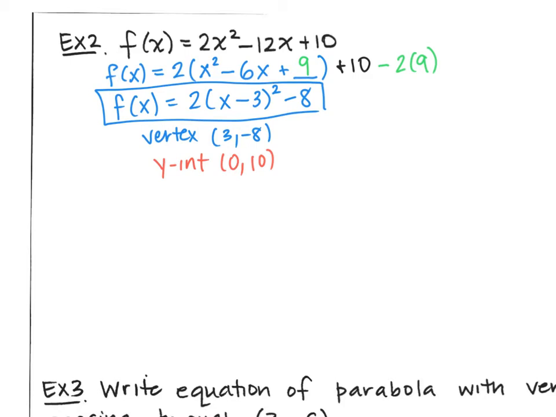Okay, so let me see. Let me find the x-intercepts. Okay, I'm going to use the original equation. 2x squared minus 12x plus 10 equals 0. It looks like it might be a little tricky to factor, but there's a common factor. They all divide by 2, so I'm going to factor out the 2.